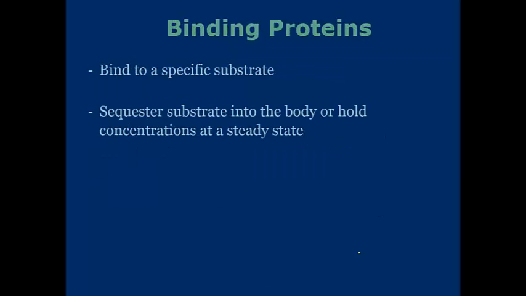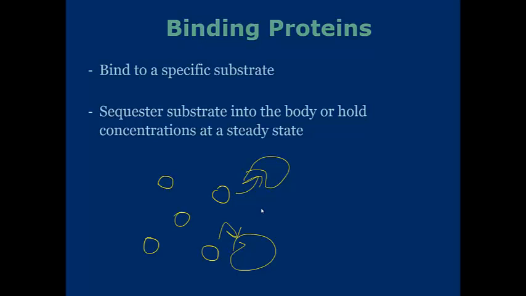Binding proteins will bind to specific substrates. They do this by binding to these substrates and regulating these concentrations at steady states. So if I have a bunch of a substrate floating around, what these binding proteins will do is bind to excess substrate to help regulate the concentration. If the concentration is too low, they'll reverse this effect and allow the substrate out. So in a sense, this is to keep a very, very level amount of a specific substrate in the system.